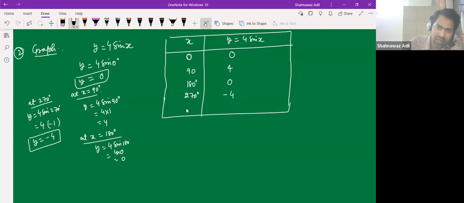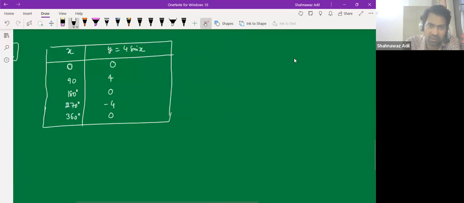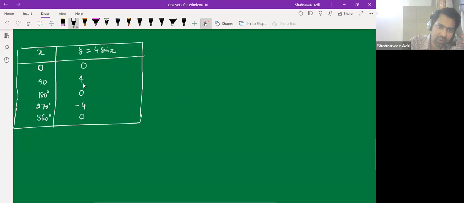And then at last you have 360. At 360, y is 4 sine 360, so this would be simply how much? Again 0. So this is the graph of 4 sine; these are the points, and then we have to make the graph. The highest is 4, the lowest is minus 4.